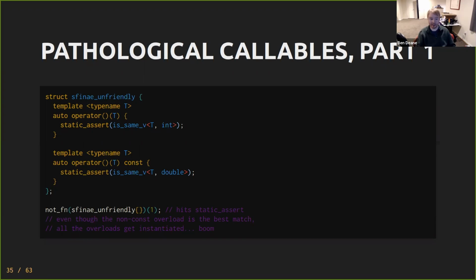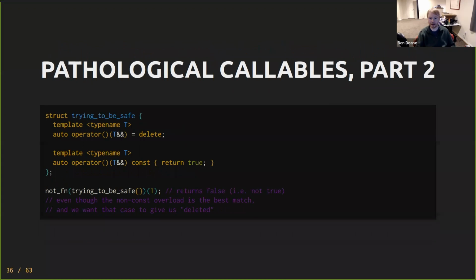There are lots of SFINAE unfriendly things in the standard library today, as you'll know if you've tried to do anything moderately involved with metaprogramming. This is a common problem. Another kind of callable we might try is, we're trying to be safe, so we are deleting the non-const overload here, right? So we try to call it with 1, so we want it to be deleted. That's the best match, but it's not the one that we end up calling, just because of the way C++ works.